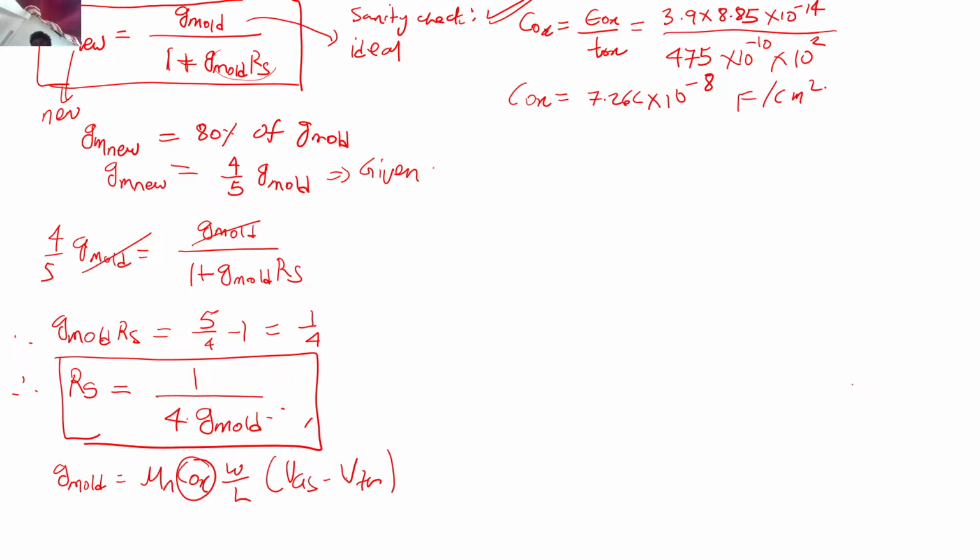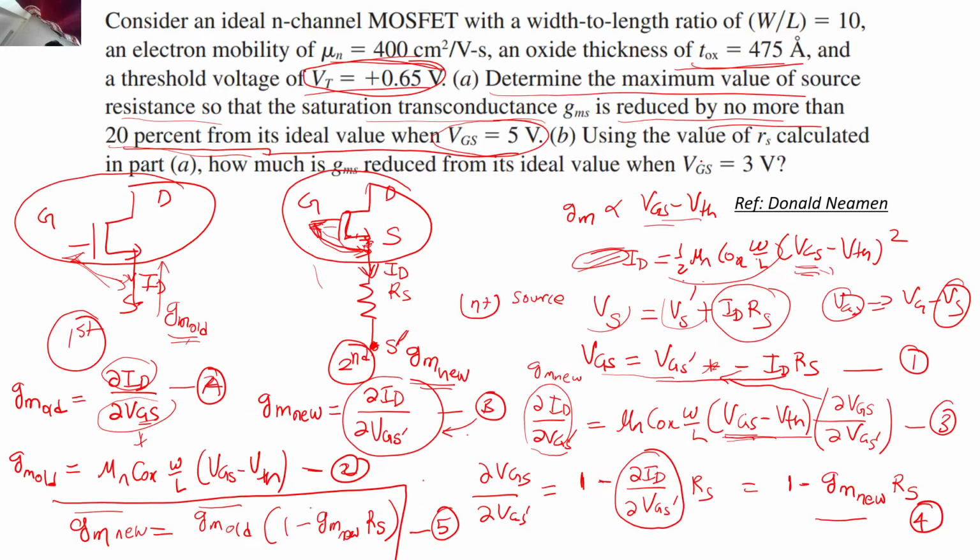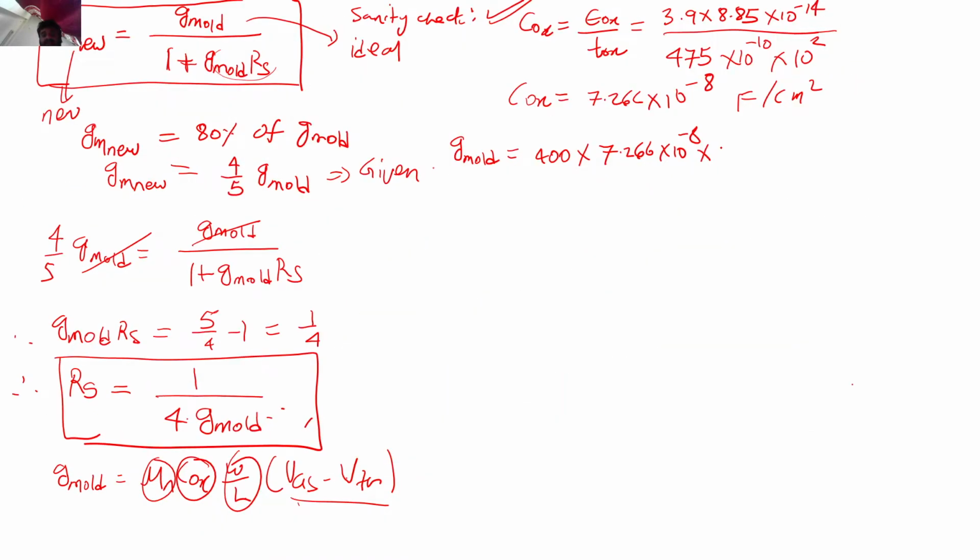Now everything has been given to me. Vgs minus Vth I know, W by L I know, mu also I know. So now let's substitute everything in the formula of Gm old. What is the mu n? Mu n they have given as 400. Cox I have just calculated over here. W by L ratio they have given as 10 in the question, so it is 10 into Vgs minus Vth.